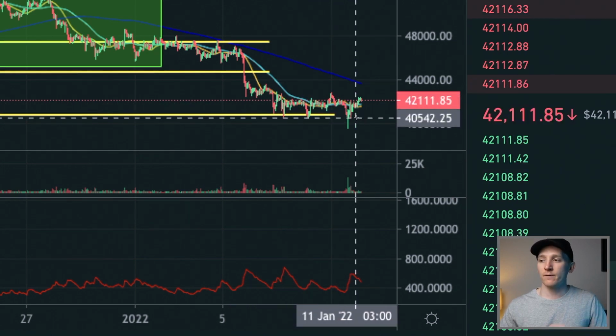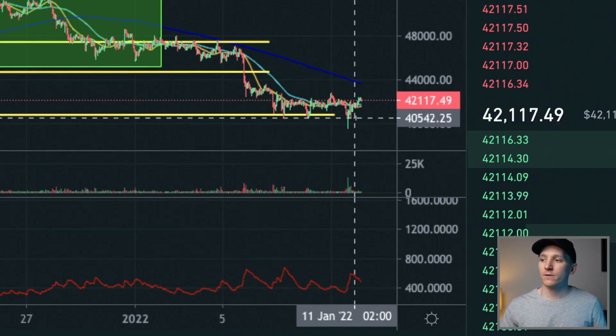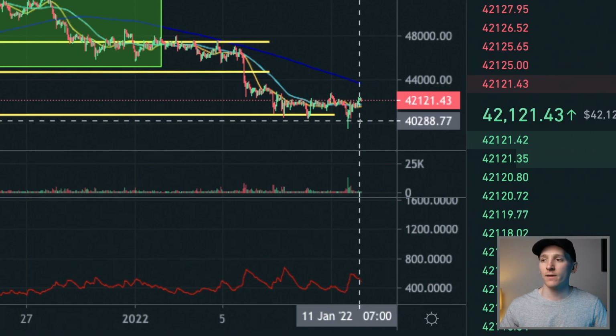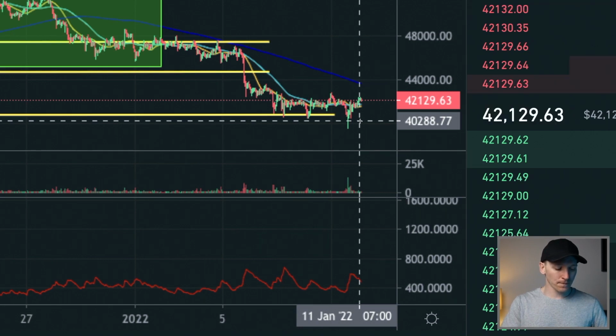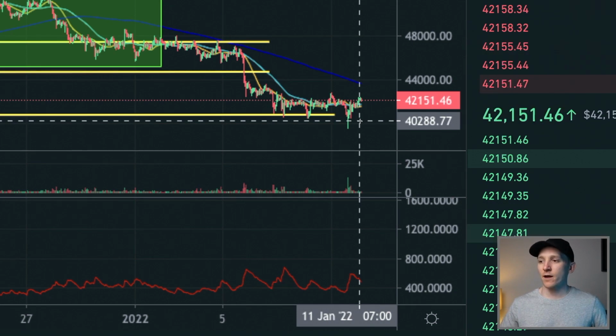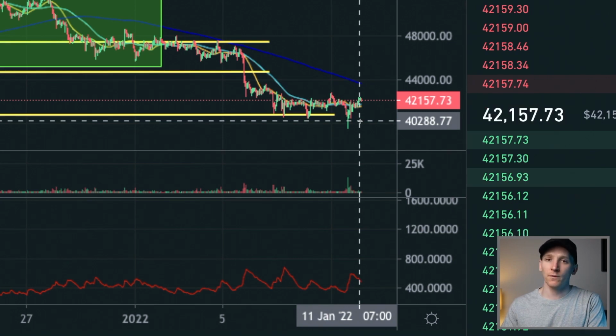So I would place my order around 40,500. To be honest, maybe a little bit lower, 40,000, something like that. Yeah, so that's about 5% to the downside. I think that's okay, right? About 5% I think is fine. So that is where I would put my stop loss if I was going long, right?